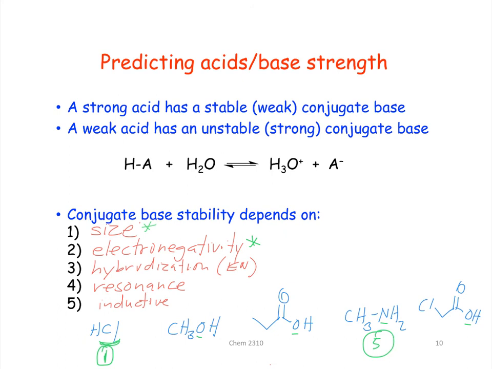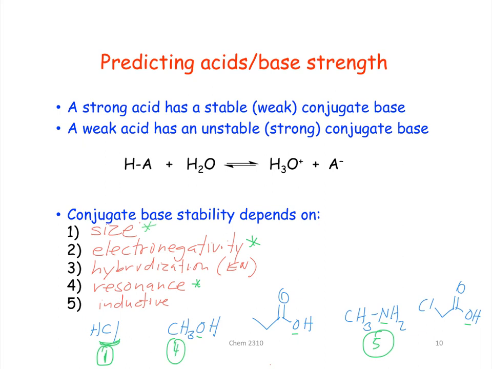Okay, so we did that. Next, we're going to look at hybridization. That doesn't really fit. We don't have any of the atoms that hold the charge with different hybridization. But then let's look at resonance. With the final 3 here, 2 of them should be able to have resonance. Both of the carboxylic acids should have resonance. Methanol has no resonance. Okay, so this would be 4.